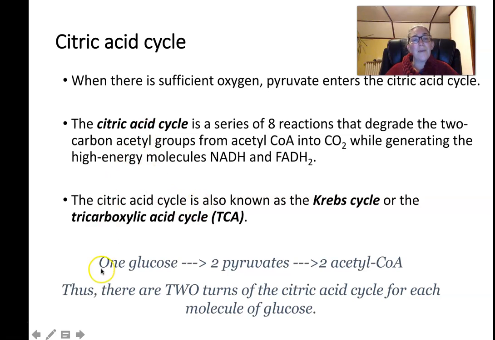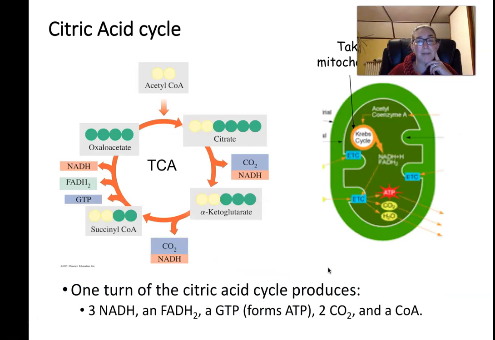So we take glucose in glycolysis, we convert it to pyruvate, and then under aerobic conditions, we convert the pyruvate into acetyl-CoA. So for each glucose, we're actually getting 2 acetyl-CoAs, and acetyl-CoA is what feeds into the citric acid cycle. So for every 1 glucose, we actually get 2 turns of the citric acid cycle. So that's a little math to remember.